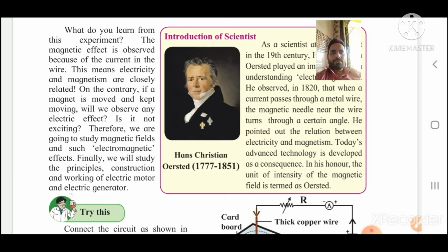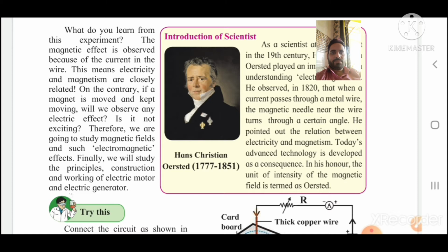And then he found a great thing: when a current passes through a metal wire, the magnetic needle near the wire turns through a certain angle. As the current passes through a wire, the wire behaves like a magnet, and the other magnet kept near it started moving. He pointed out the relation between electricity and magnetism. He thought that there is some relation between electricity and magnetism.